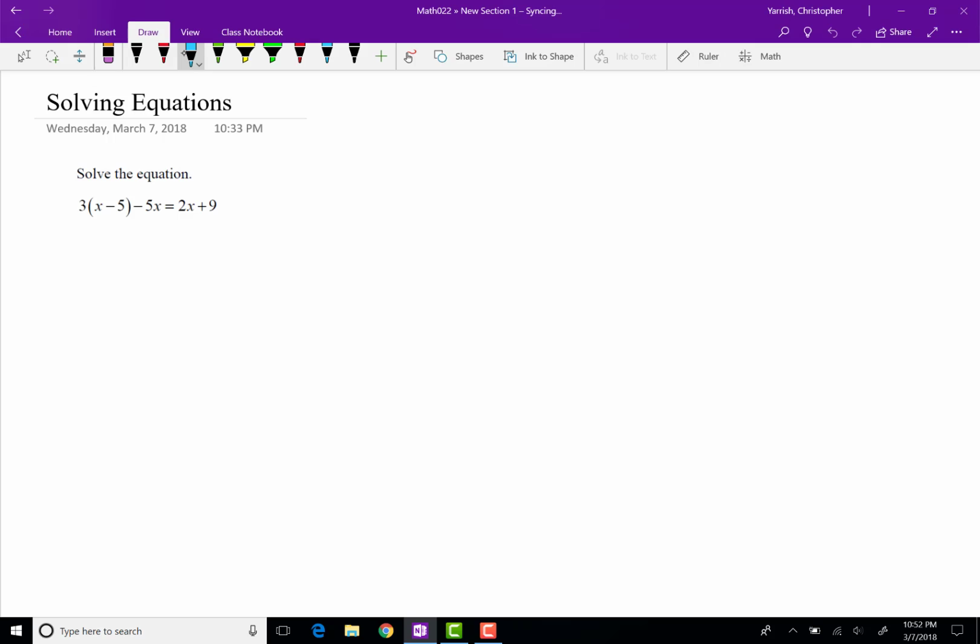Because while right now it's hard to see what value of x will make this equation true, if we can get it down to a point where it's x equal to some number, it's really easy to see what value of the variable will make that true. So let's go ahead and solve this one.